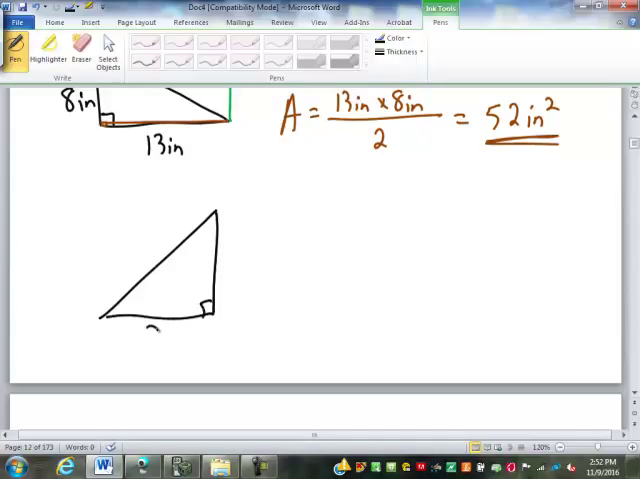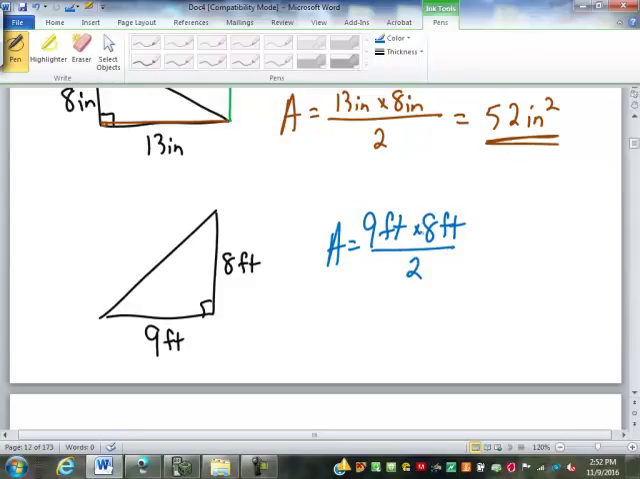So what if we have 9 feet by 8 feet in our triangle? How do we find our area? Length times width, base times height, 9 feet times 8 feet, divided by 2. Or you might have sometimes heard 1/2 base times height. So 9 times 8 divided by 2 is 36 square feet.